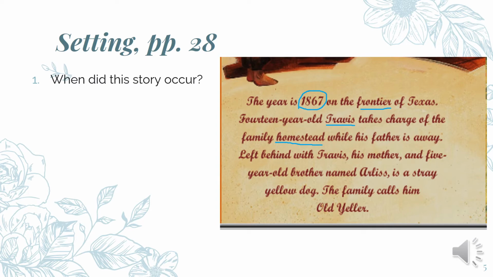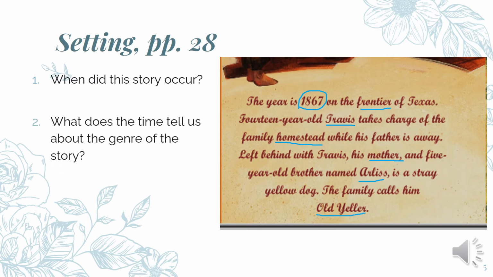So this boy has taken charge of the family in this remote area with his mom and his little brother, left behind with Travis. Who are they? His mother and the 5-year-old brother named Arliss. So we have Travis, the mother, and Arliss, and also a stray yellow dog. So what's the name of this dog? The family calls him Old Yeller.